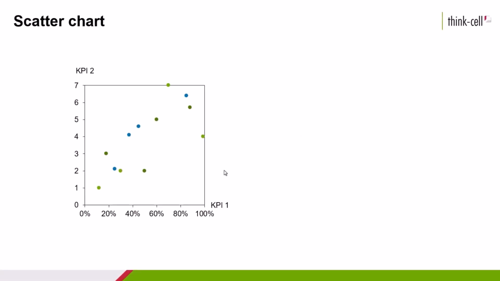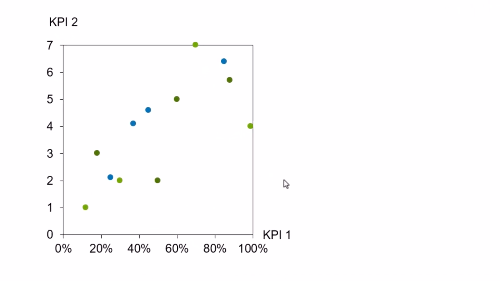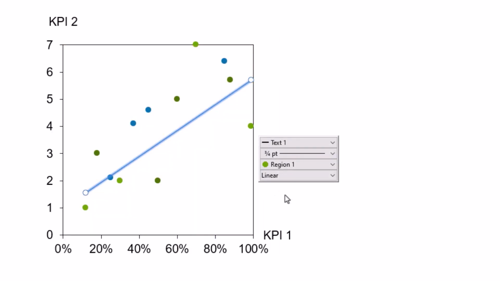Let's assume you would like to add a trend line to your scatter chart to graphically represent trends within a group of data points. For example, as part of a regression analysis. think-cell calculates the trend line for you. Right-click on a marker of the desired group and select Add Trend Line from the context menu.